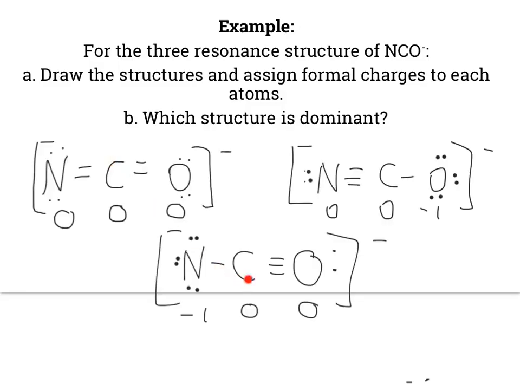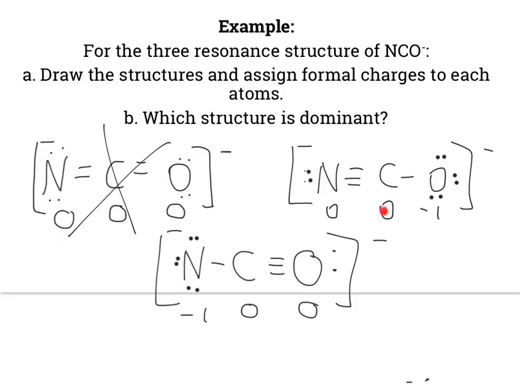Okay, 3 resonance structures, their formal charges. Ultimately, we need our formal charges as close to 0 as possible, but we also want to make sure that if that isn't enough, the negative charge is on the most electronegative atom. Well, this one has all zeros, but here's the issue. These don't add up to our overall charge. 0 plus 0 plus 0 is not -1, which means this is not our most dominant.